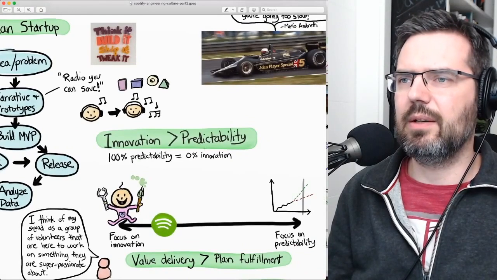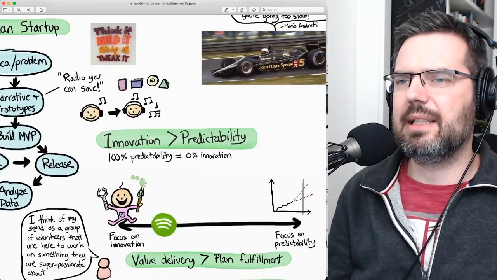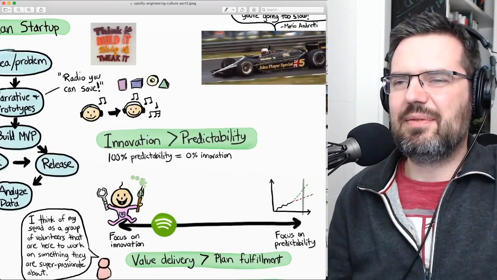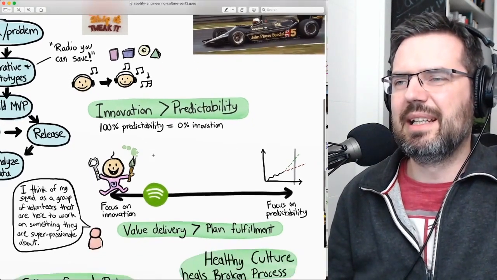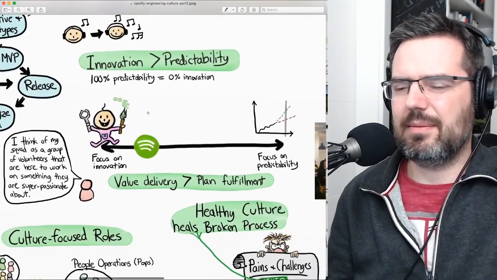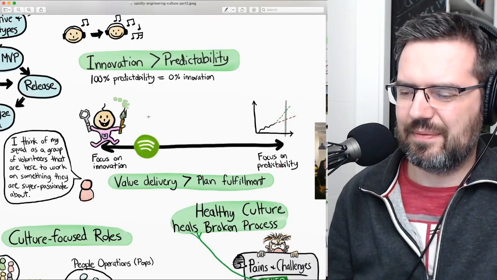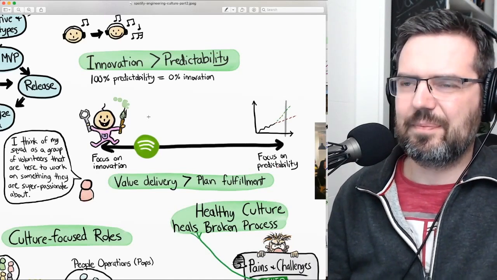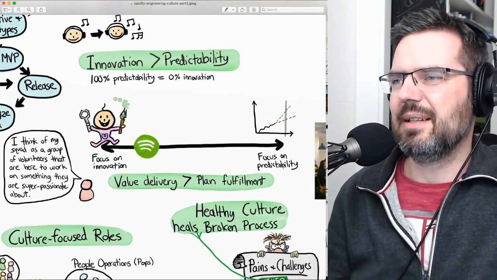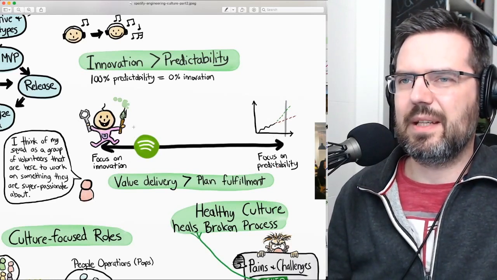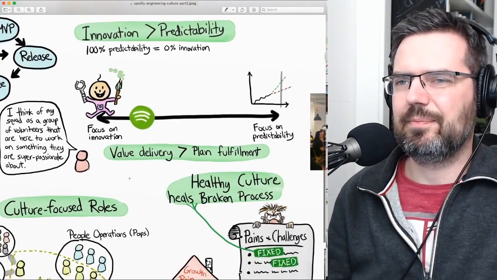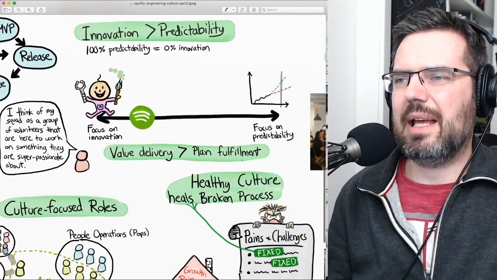Yeah, innovation greater than predictability. This is one of the problems. If you're focused on predictability, you're not going to go very far. So these are some general things. They say they are more focused on innovation, and value delivery is bigger than plan fulfillment.